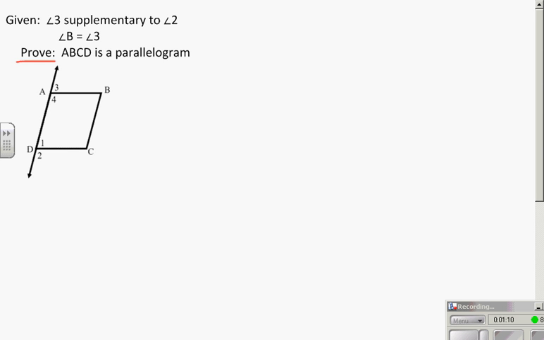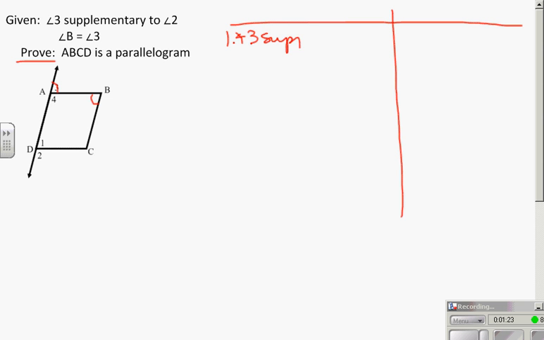So mark my picture. Angle 3 is supplementary to angle 2. Can't do anything with that right now. And angle 3 and angle B are equal. So let's get our givens up here. Angle 3 is supplementary to angle 2, angle B equals angle 3. Given.